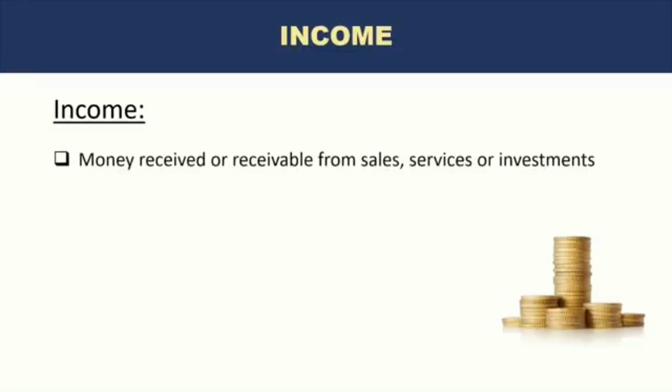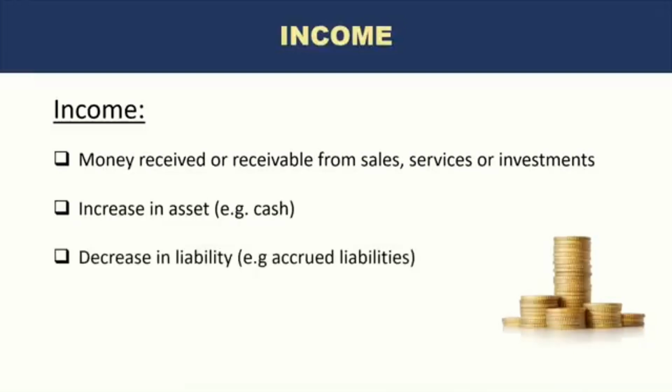What is income then? Income is money received or receivable from sales, services, or investments. It increases assets, for example, cash. It decreases liability. For example, we discussed about accrued liabilities. So the company records the bill for January in the month of January, but the bill has not arrived yet. It comes in later. Let's say the bill comes in and it's actually lower than what the company estimated. So that will be a reduction in liability that has already been recorded. So that would be that difference of what was originally recorded as an expense versus now the revised amount will be an income. So income increases equity or profits.